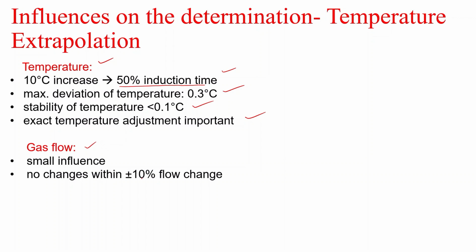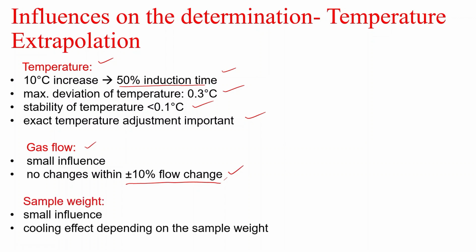If there is a plus minus 10% flow change, then no effect has been observed on the results. Then you have the sample weight. It also has a small effect, but it has to be optimized for different categories of samples. We have to ensure that sufficient saturated air conditions are there, and that there is no escape of air from the sample.